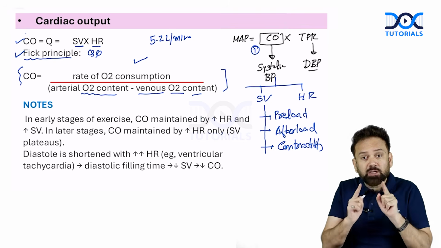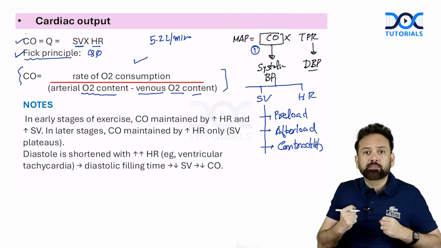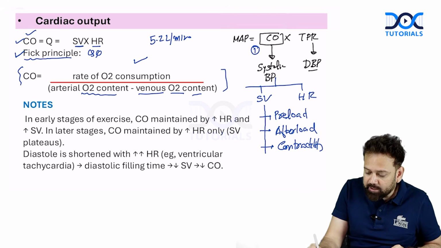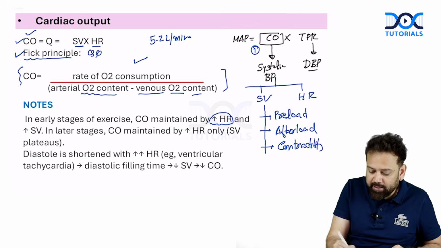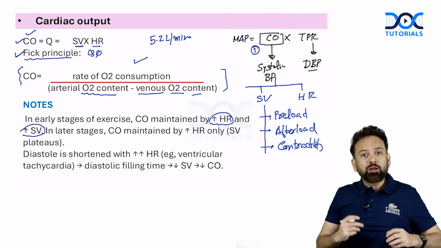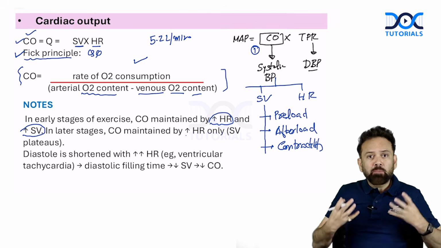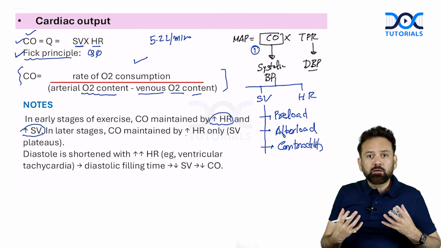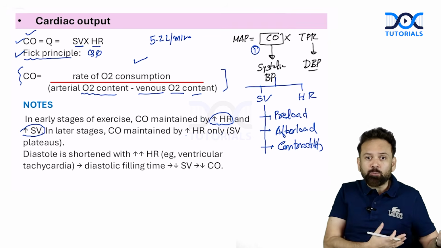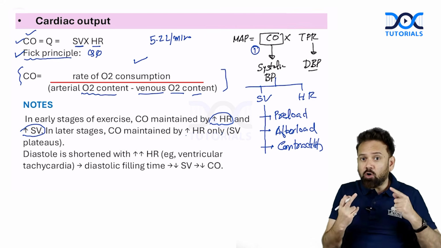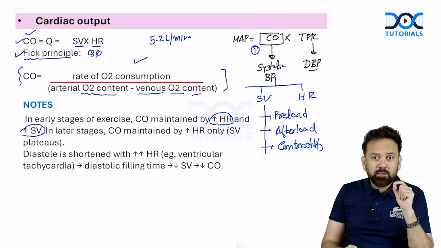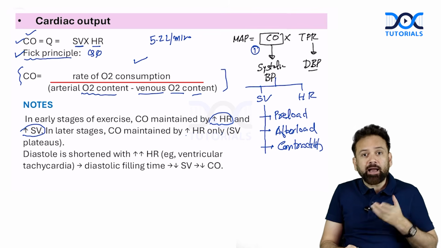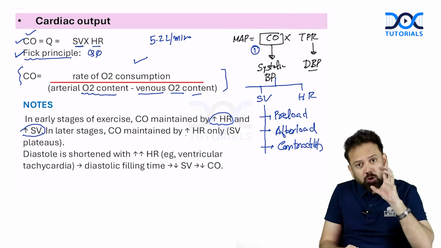So in the early stage of exercise, as we start exercise, what will increase? Heart rate. Okay. So this cardiac output is maintained by what? Increase in the heart rate and increase in the stroke volume. When we are doing exercise, we need more blood to the muscles. More blood to the muscles can be given only if there is more cardiac output. And in the early stage of exercise, it can be increased by both tachycardia, increased heart rate, as well as initially even stroke volume is increased.